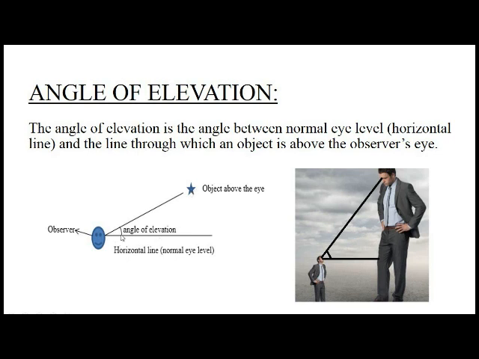But the horizontal level is directly through the eye. That is the horizontal level. This is the observer. This is where the angle of elevation is formed. And this is the object the observer is looking at.